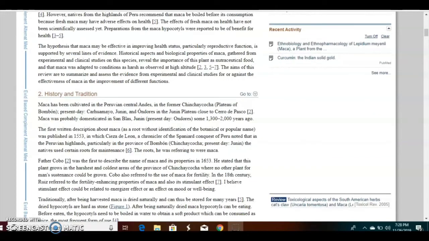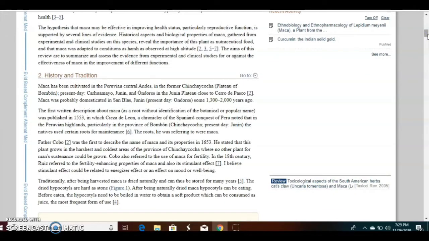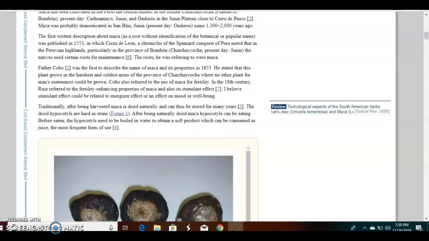Just a little bit more of the traditional usage of maca. I always like to look into what the indigenous peoples were doing with certain herbs. Down here it says Father Cobo was the first to describe the name of maca and its properties in 1653. He stated that this plant grows in the harshest and coldest areas of the province and referred to the use of maca for fertility. It also says that in 1553, Cieza de Leon, a chronicler of the Spaniard conquest of Peru, noted that in the Peruvian highlands, particularly in the province of Bombón, hope I didn't butcher that, the natives used certain roots for maintenance, and the roots he was referring to were maca. So, as you can see, maca was such a highly revered plant that many people wrote about it hundreds of years ago.